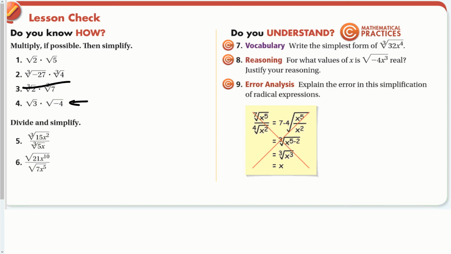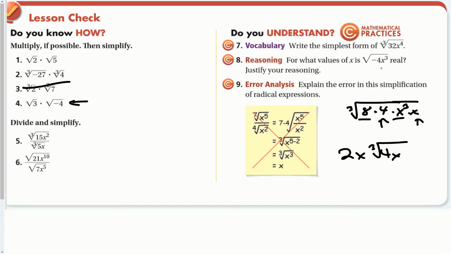That should be no problem. Right? Third root of 32, we'd split that into 8 times 4 times x to the third times x. This and this come out. That one and that one stay behind to give me 2x cube root of 4x.